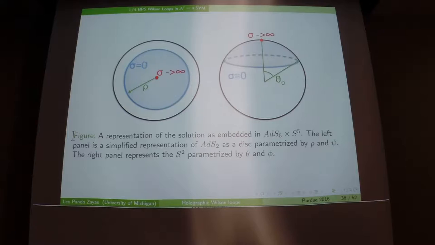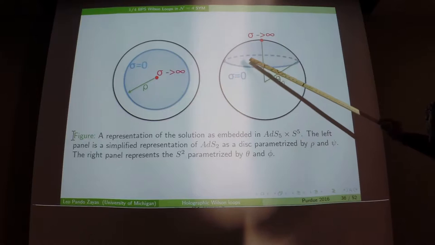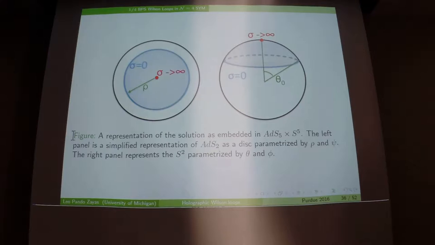So here's the picture of the solution. Think of this as AdS2. It wraps AdS2. This is sigma equals zero, the boundary; sigma goes to infinity at this point. There's a parameter in the solution, theta zero, but I can relate that to another parameter, sigma zero, so I will refer to sigma zero often. Essentially, there's an S2 inside S5, and this is what the solution does.